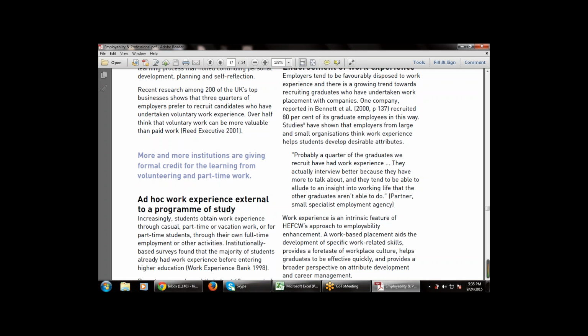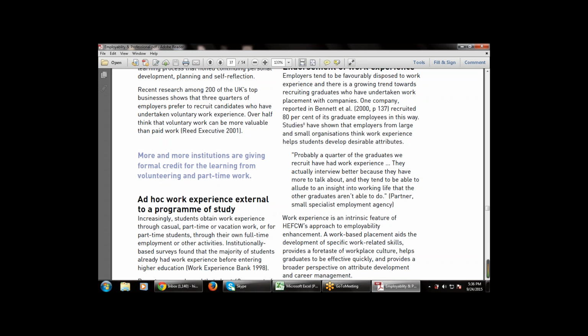Next is ad hoc work experience, external to the program of study. We have studied organized work experience that is external to the program of study; now next is ad hoc work experience, also external to the program of study. Increasingly students obtain work experience through casual, part-time or vacation work, or, for part-time students, through their own full-time employment or other initiatives.